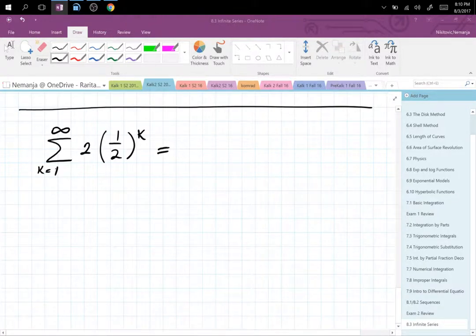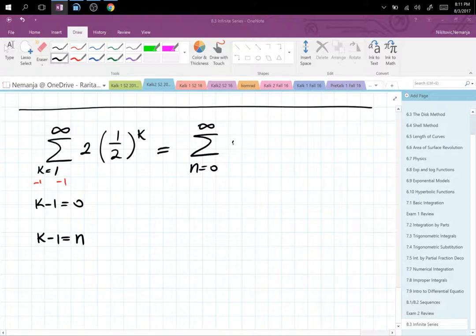We realize that this is k equals 1. Remember this very well, especially those of you who are going to differential equations. K is equal to 1. I need that to be equal to 0. Common sense, subtract 1 on both sides. Right? So what we have is k minus 1 is 0. Call k minus 1 n. There's your substitution. And now, substitute on the other side. So now I have summation n from 0 to infinity, 2 times 1/2, and k is n plus 1, right?